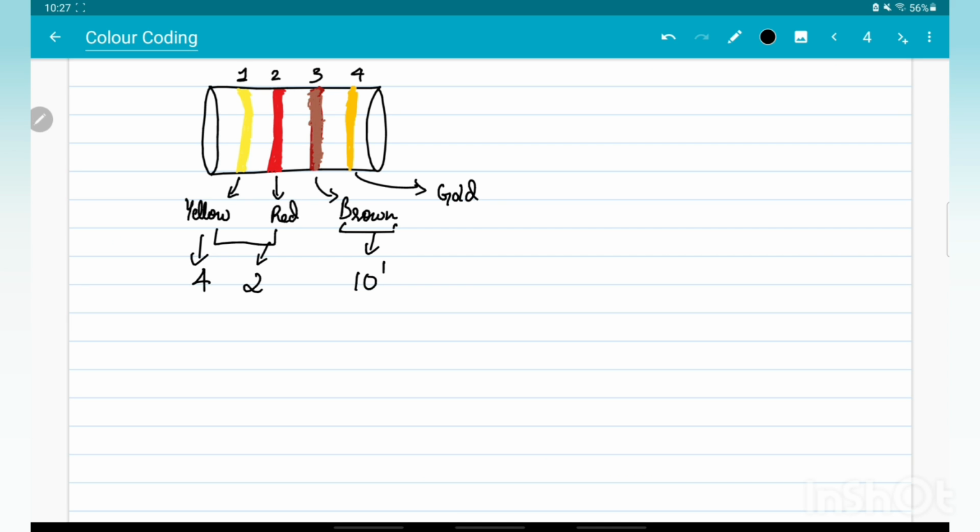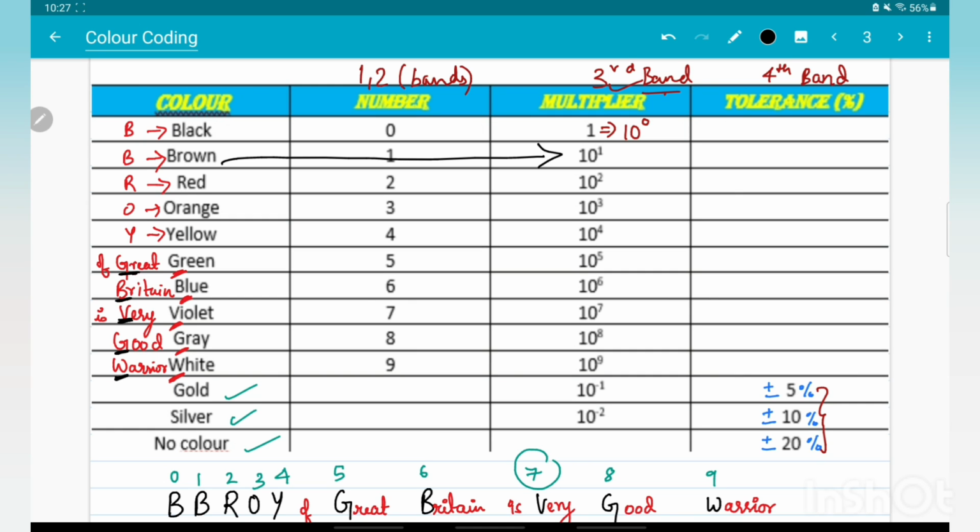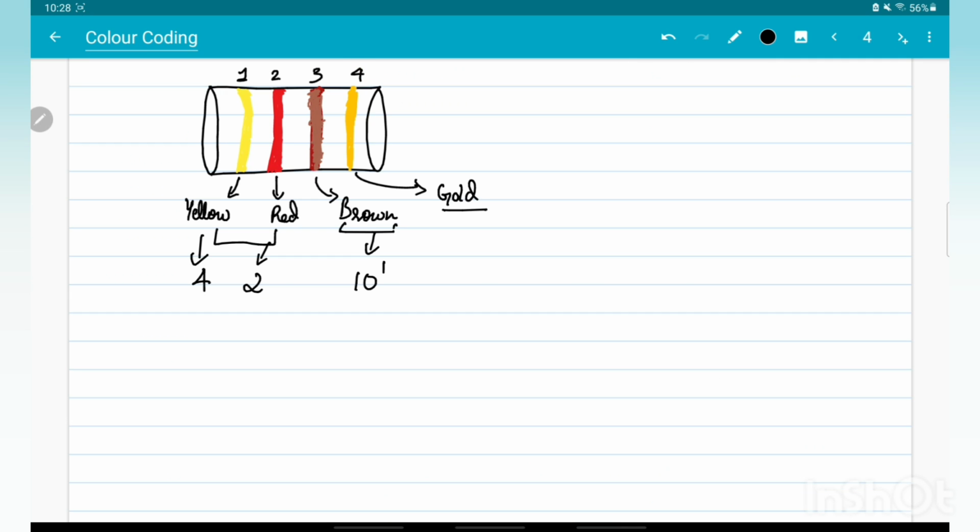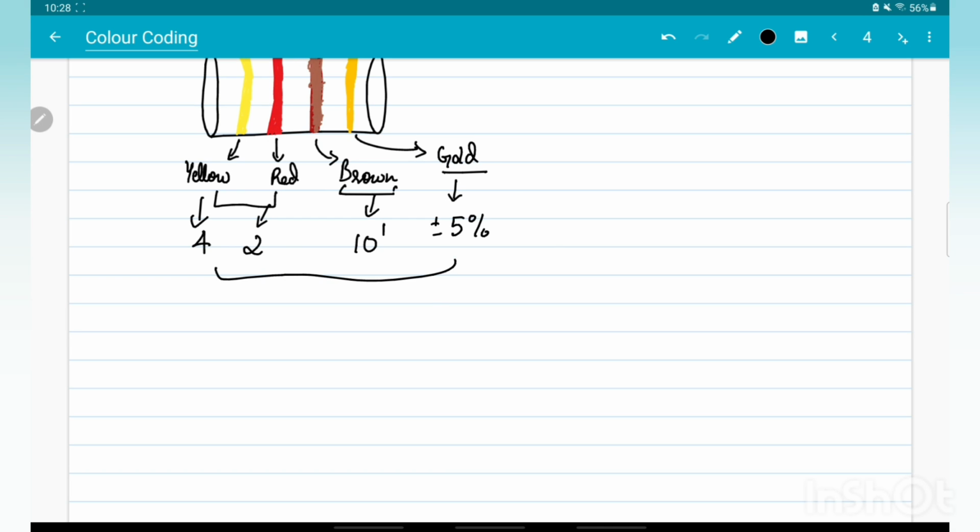Then the last band, the fourth band, will give us the percentage of tolerance. So we have got here gold. Now the tolerance percentage was only for 3 colors, that is gold, silver and no color. So basically you just have to know the values of this table and then you can easily solve the questions. So for gold the value is plus or minus 5%. Okay, so now with this we have written our value of color coding.